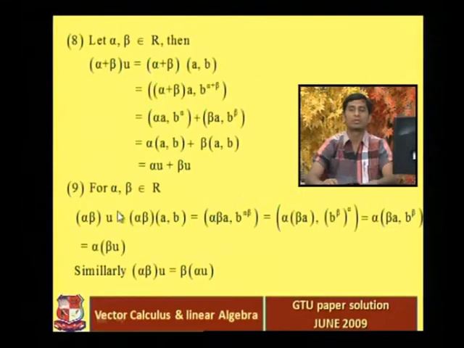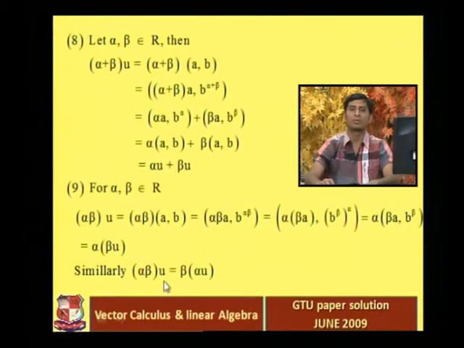Law is also satisfied. The ninth condition is the associative and distributive law for scalar multiplication. Alpha beta into u is equal to alpha beta (a, b), which can be expressed as (a^(alpha beta), b^(alpha beta)). That can be written as ((a^beta)^alpha, (b^beta)^alpha), which can be expressed as alpha into (a^beta, b^beta). So that can be expressed as alpha into beta u.